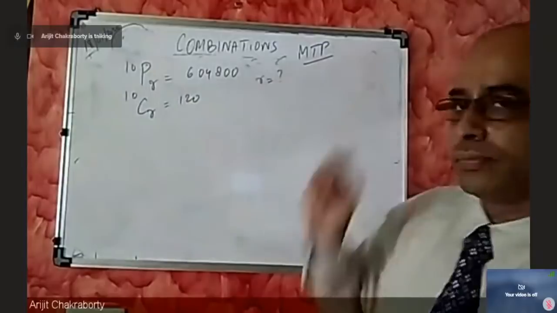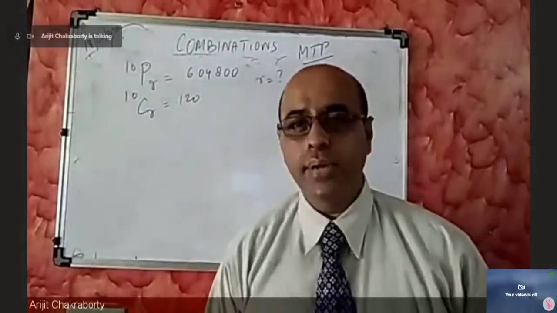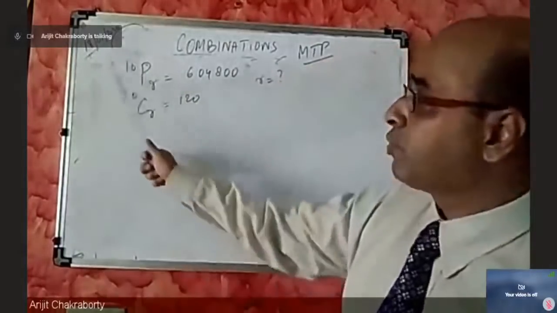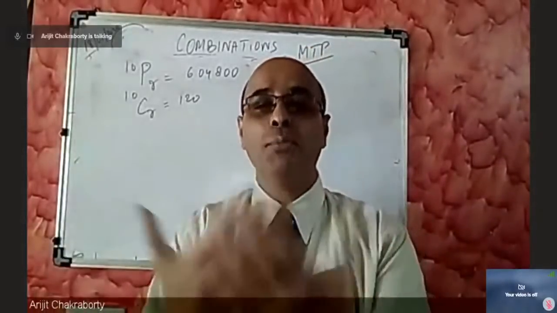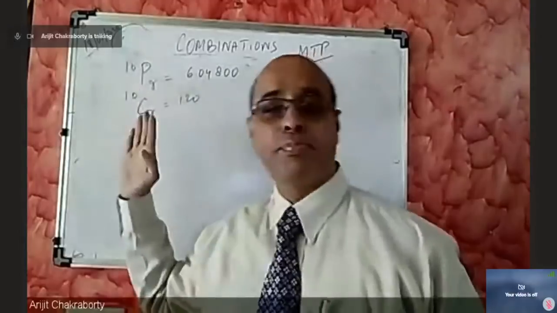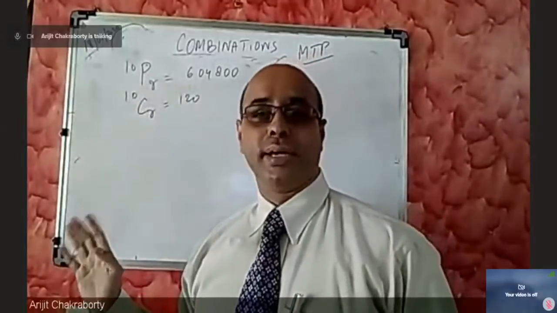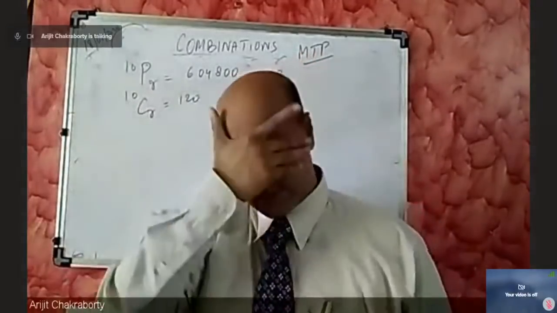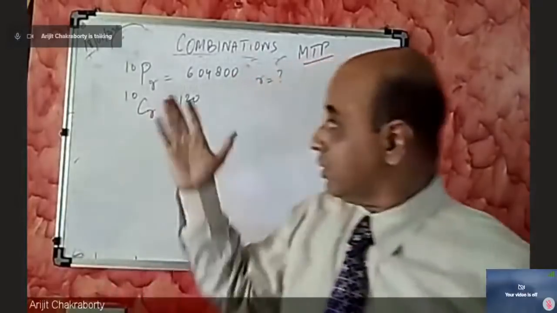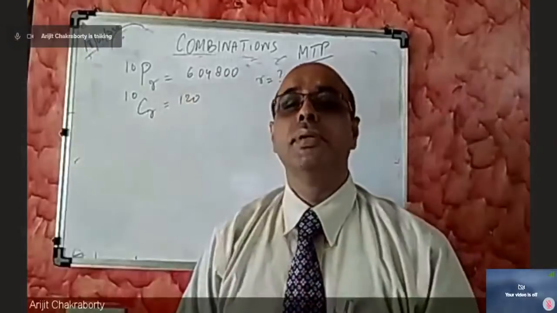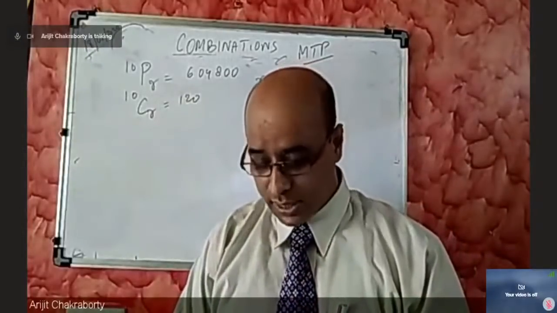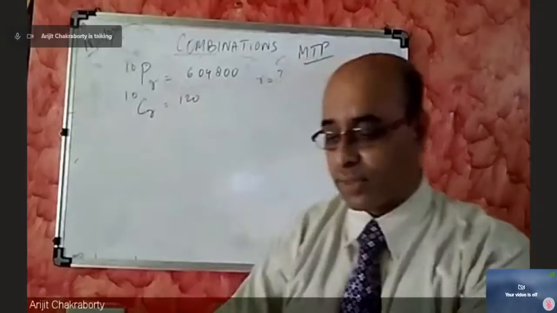R is how much? So friends, you can see it is a case of both permutation and combination. It's a combo offer given to you. Permutation and combination together. So how do we solve this? It looks simple, but some calculations are there. Some steps are necessary to solve this. So let's get going and try to solve this.